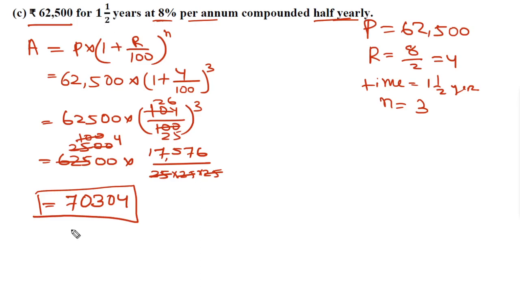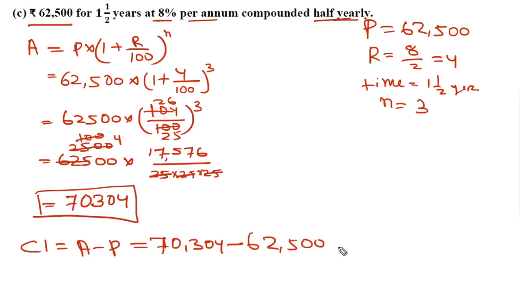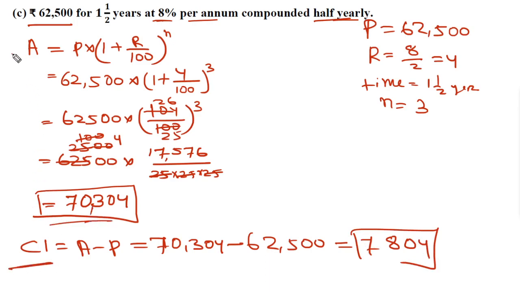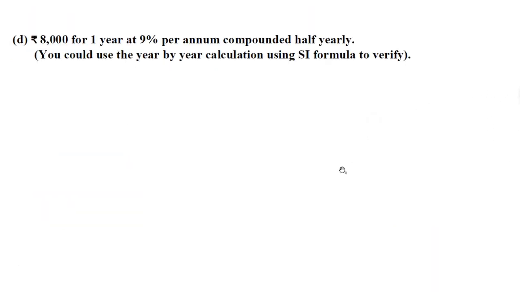Now we have to find the compound interest. So CI equals A minus P. The amount is 70,304 minus P, which is 62,500. So it will be equal to 7,804. So this is your compound interest and 70,304 is your amount. So this is solved. Now we will move to question number D.